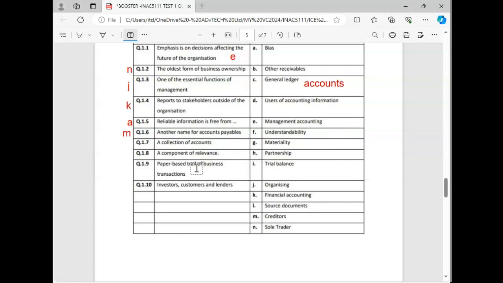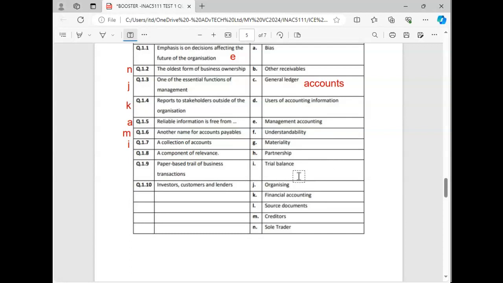The answer is I, which is the trial balance. So these are the accounts, and these accounts are put together in the trial balance. Remember I said the trial balance checks the correctness of what? Of these accounts.